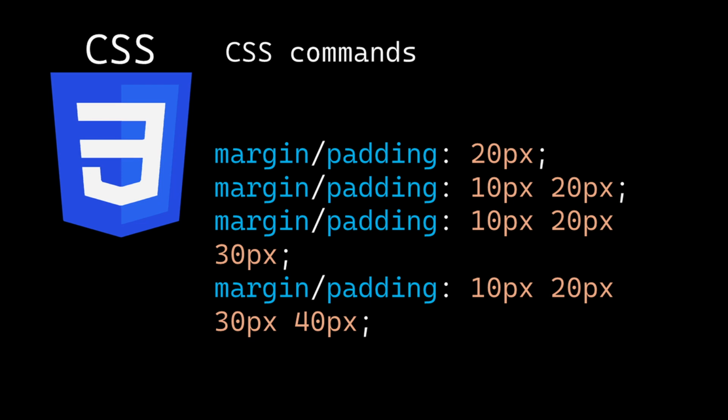Then we can use three values. The first is for the top spacing, the second is for the left and right spacing, and the third is for the bottom spacing. Here we'll have 10 pixels from the top, 20 pixels from left and right, and 30 pixels from the bottom. And we can have four values for top, right, bottom, left. So we'll have 10 pixels at the top, 20 pixels at the right, 30 pixels at the bottom, and 40 pixels at the left.